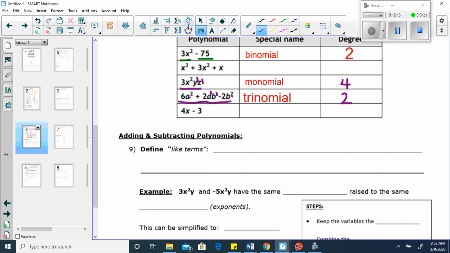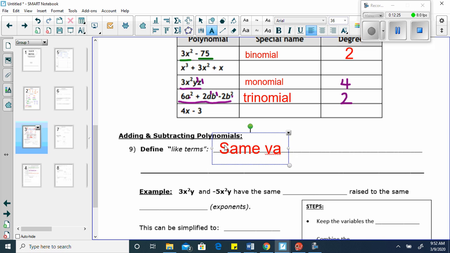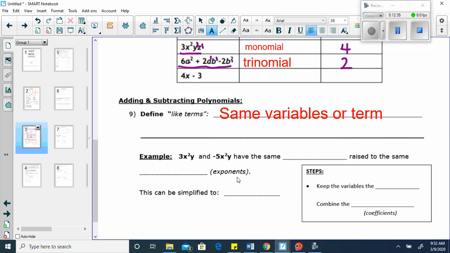Okay. What does it mean to be like terms? They have the same what? Same variables. Okay, or now we can call it same term. Okay. So here's an example, 3x squared y and negative 5x squared y. Are these like terms? Yes, right? They both have x squared y.